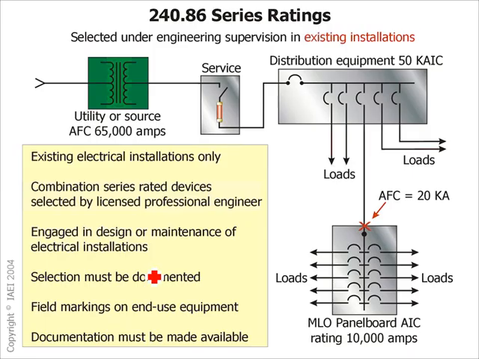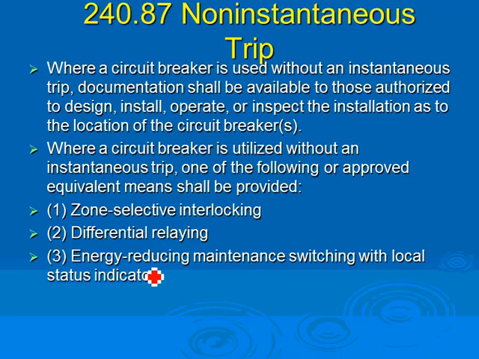So, series rated combination. You can also, in the field, selected under engineering supervision, for an existing building, series rate certain equipment. Combination series rating is engaged in the design and maintenance by a qualified engineer, who has to do the calculation to qualify this system as series rated between this circuit breaker and these. So for an existing system, you can series rate them in the field. Instantaneous trip.